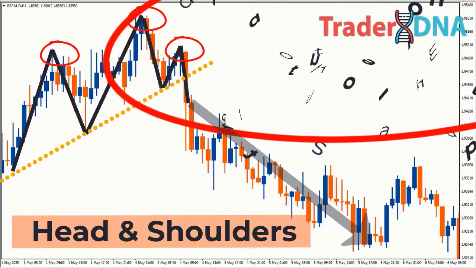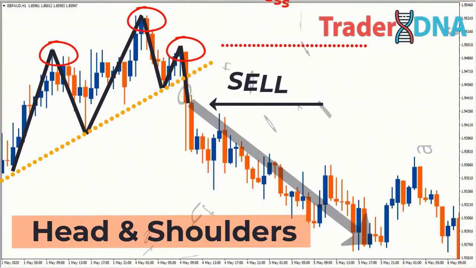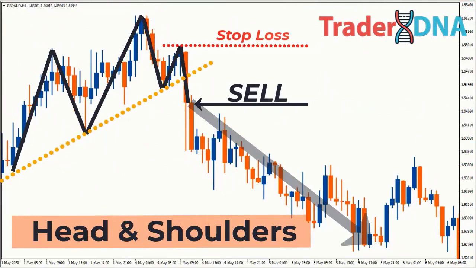The most common entry point is a breakout of the neckline, with a stop above or below the right shoulder. The minimum profit target is the difference of the high and low within the pattern, added or subtracted from the breakout price.